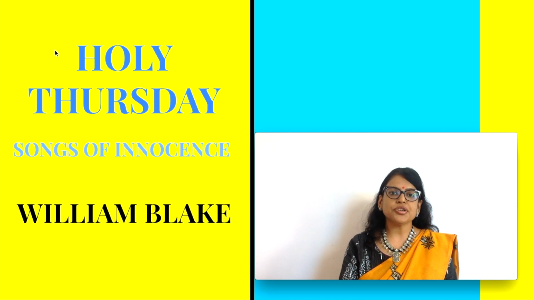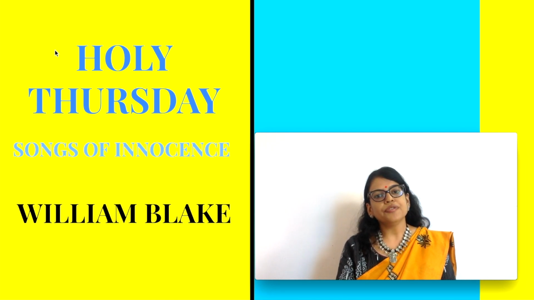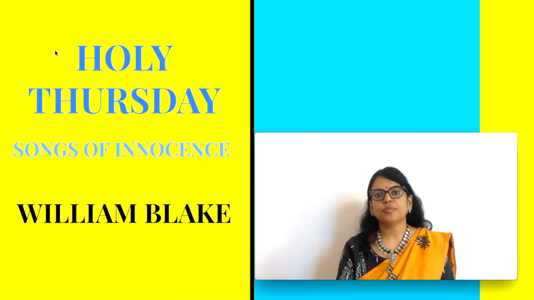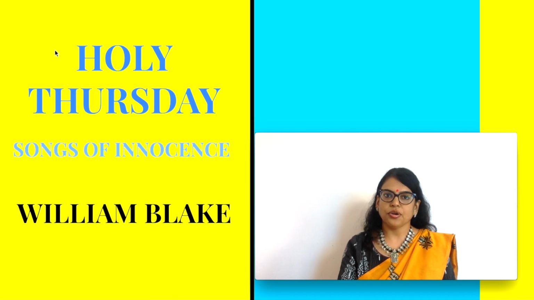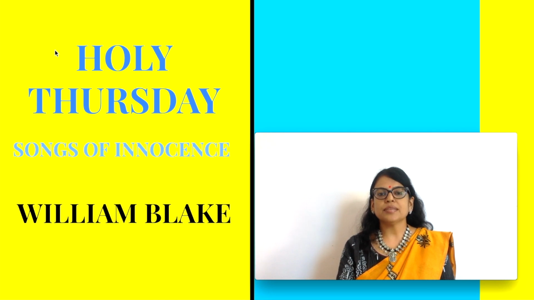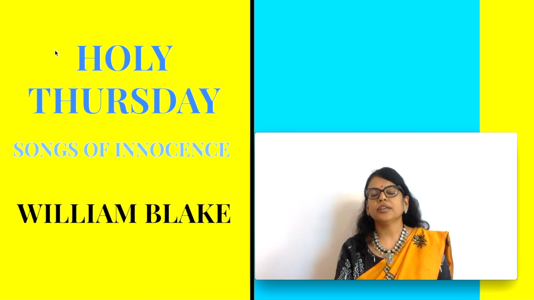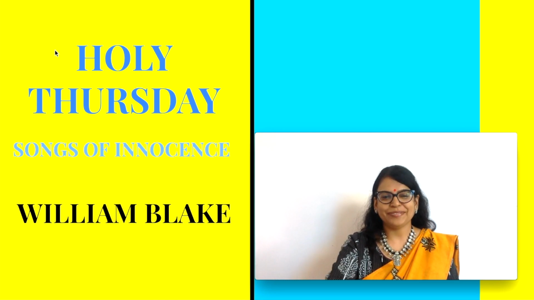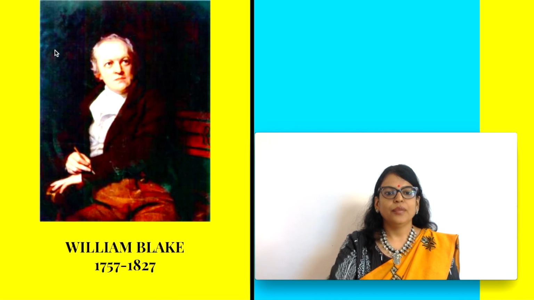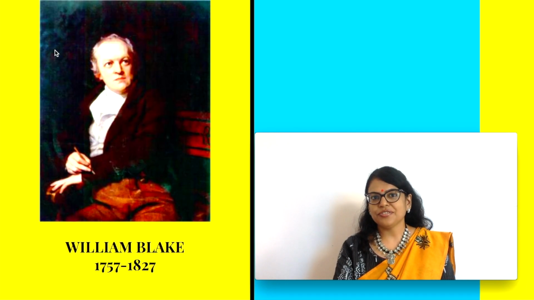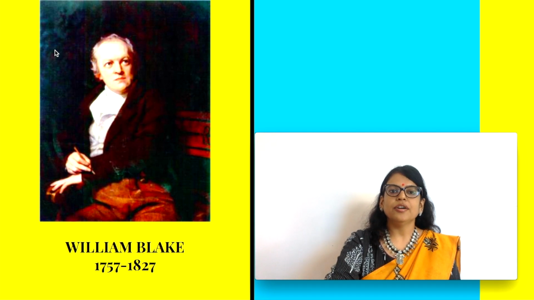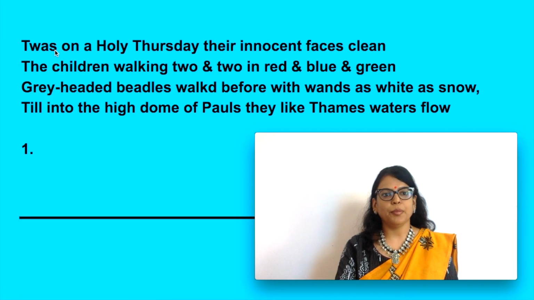So in the celebration of this day, the orphans in the city of London are brought out and they march to the St. Paul's Cathedral in the center of London. So this is a particular piece written on this activity which is conducted on Holy Thursday or Ascension Thursday or Ascension Day. William Blake, as you can see, is 1757 to 1827. So you get an idea of his time period. Let's begin reading the poem.